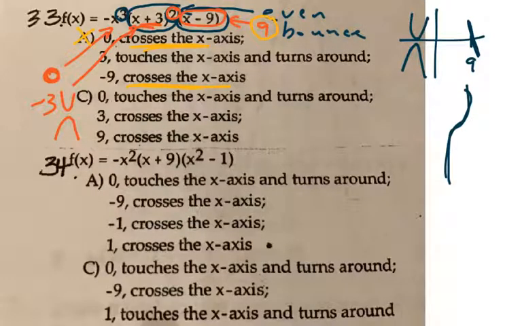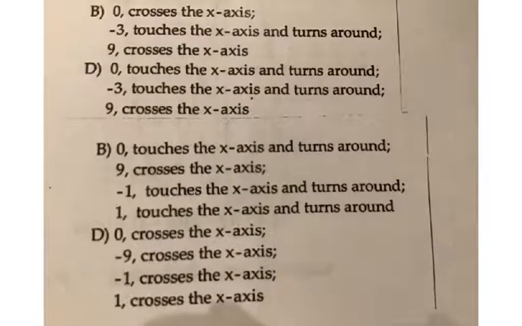Let's look at choice C. It says 0, it touches and turns around. No, that would be, by the way, if this was an x squared instead of an x cubed. Okay? Because any square or even power, that's when it bounces. So we know C is wrong.